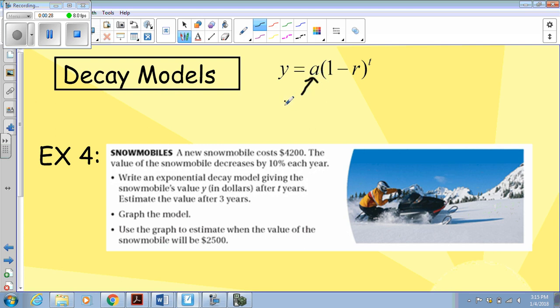So basically for our decay model, the variables mean exactly the same as a growth. Our a is basically our initial amount, so whatever you start off with. R is going to be our rate, in this case, of decrease, because since we have a decay, we're decreasing. And remember, whenever you have your rate, you got to go from a percentage to a decimal. And then our t is time.